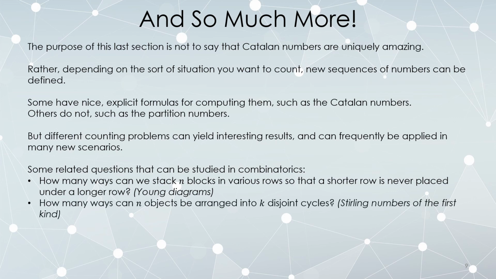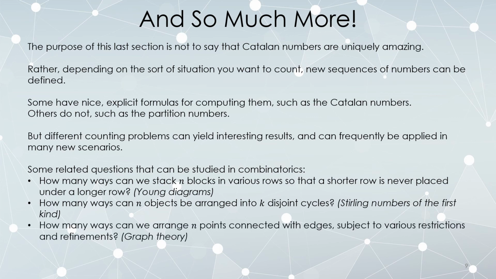How many ways can n objects be arranged into k disjoint cycles? We didn't really discuss permutations and cycles, but arranging n objects into different cycles is what is used to define Stirling numbers of the first kind. How many ways can we arrange n points, connect them with edges, subject to various restrictions and refinements? Maybe edges aren't allowed to cross, maybe 2 points can't be connected by more than one edge, etc. This is graph theory, which we will study in the next unit.